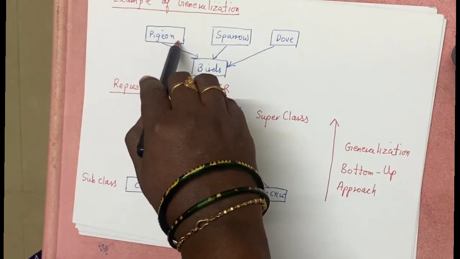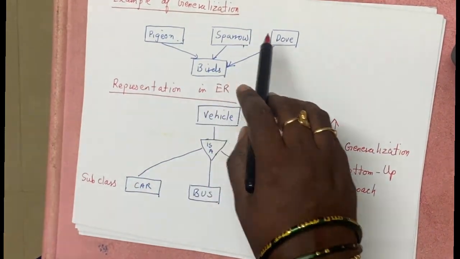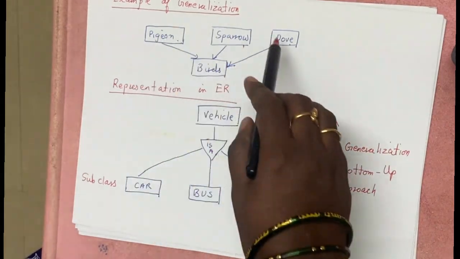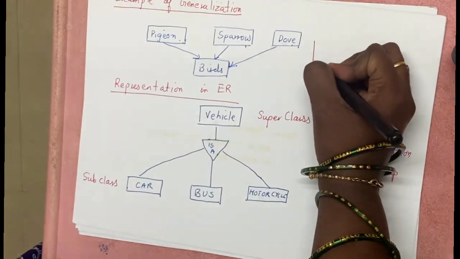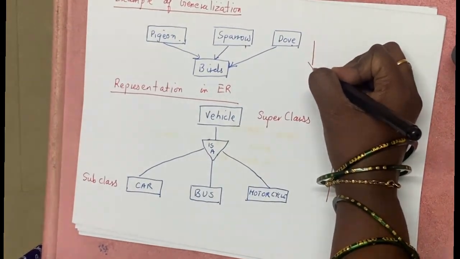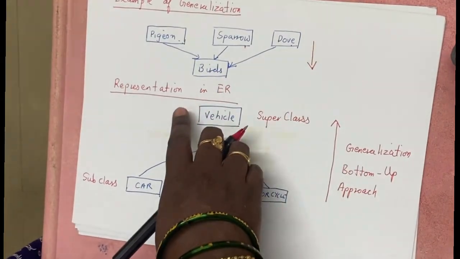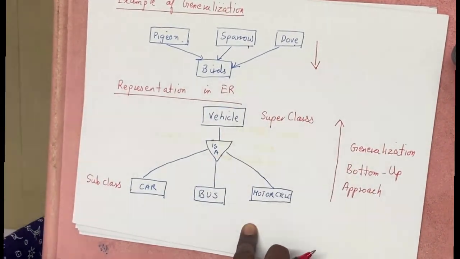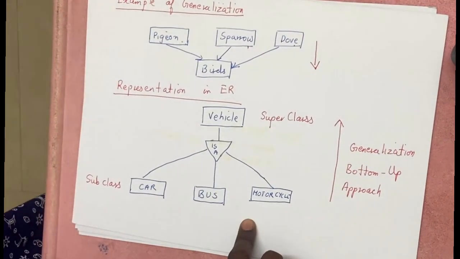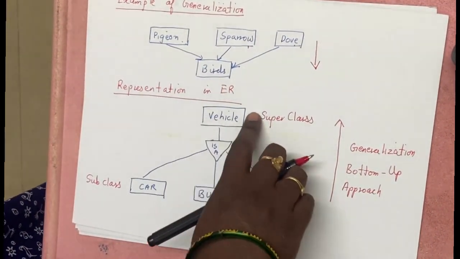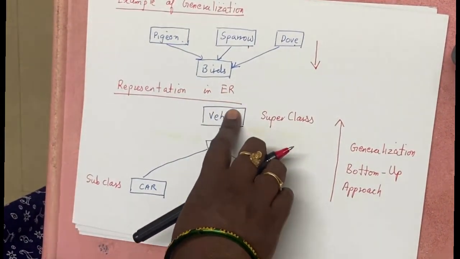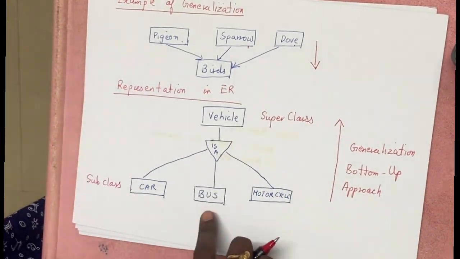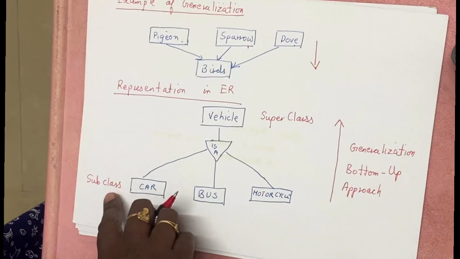Here, pigeon is an entity, sparrow is an entity, dove is an entity, and I can combine all these three through a bottom-up approach into birds. In an ER diagram, I would represent it this way, where vehicle is the superclass entity, and I have car, bus and motorcycle as subclasses.